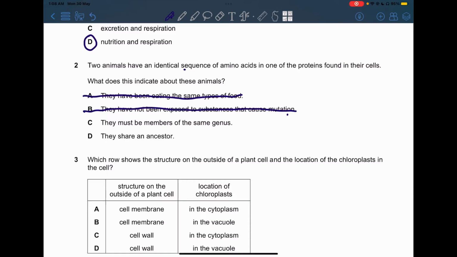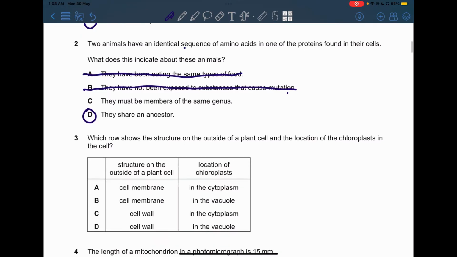Now C, they must be members of the same genus. Now, even if they are the same genus, they are distantly related. They're not closely related. So this can't be our answer. And our answer would actually be D. They share a recent ancestor. That's because if you share a recent ancestor with someone, then you're more closely related to this person than if you share the same genus with them. So our answer will be D.